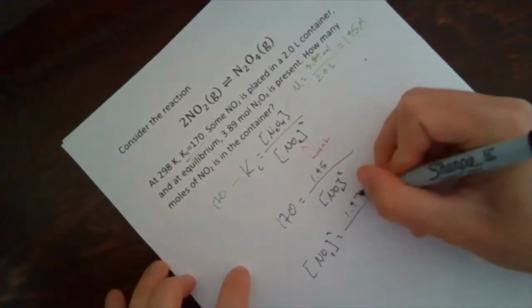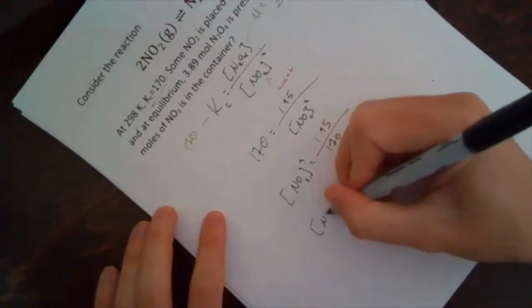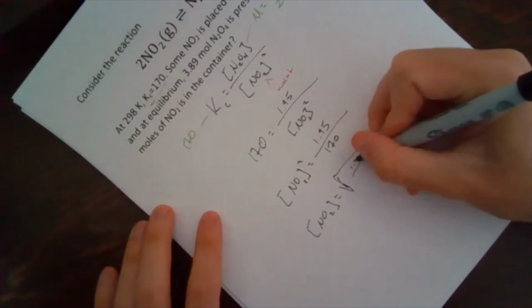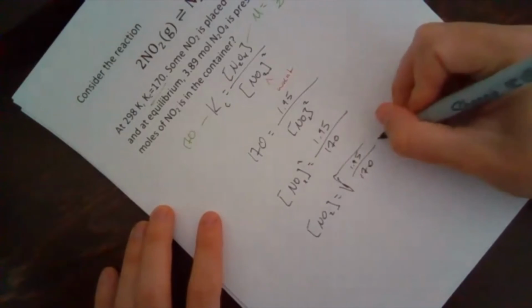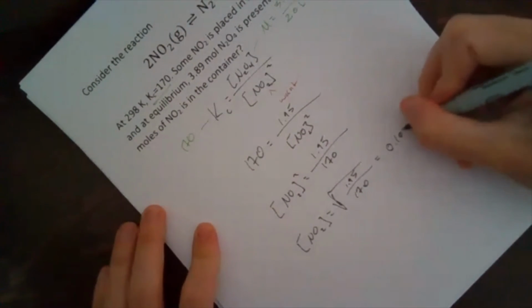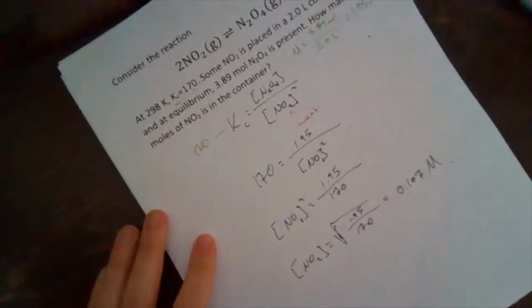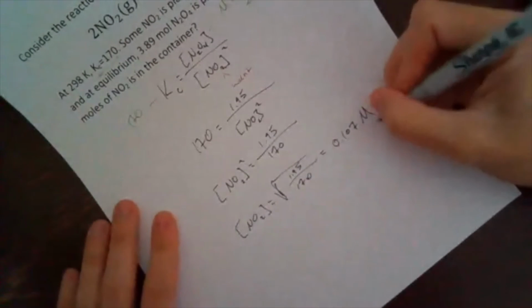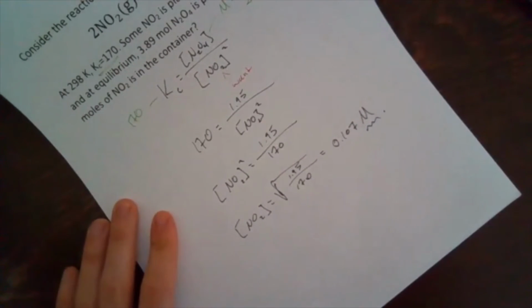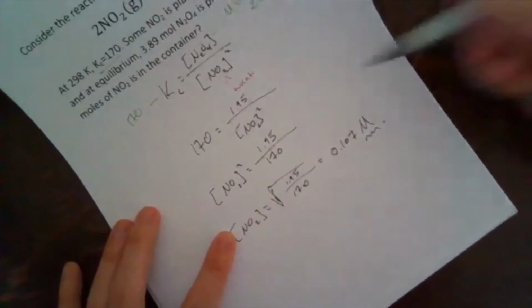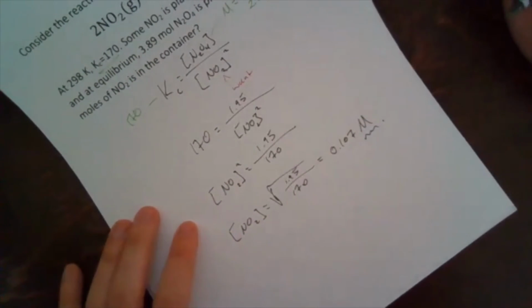That is 1.95 divided by 170. And so then that tells me that the concentration of NO2 is equal to the square root of 1.95 divided by 170, which is 0.107. And again, it's molarity. So that concentration, that answer that you get, is always going to be in molarity. So that is the concentration of NO2 that's left over in this container that you started with.